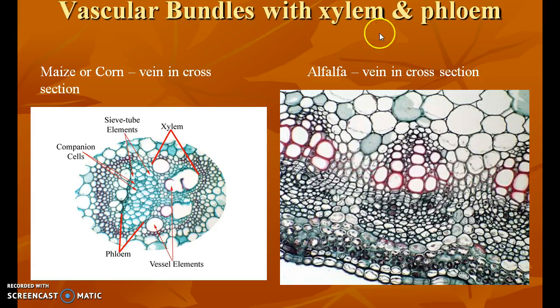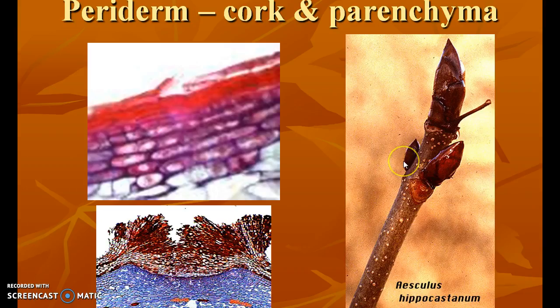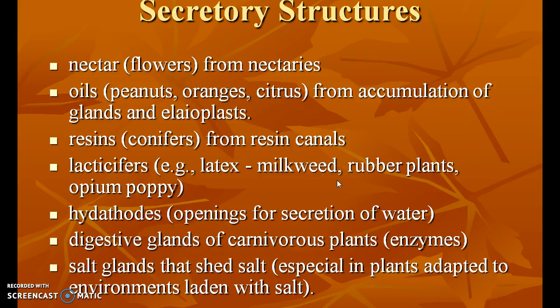Vascular bundles with xylem and phloem. In the case of maize, veins in cross section showing the vascular bundle. Alfalfa in cross section showing the vascular bundles with xylem and phloem. Periderm, cork and parenchyma. This is the periderm and the development of the cork with parenchyma.